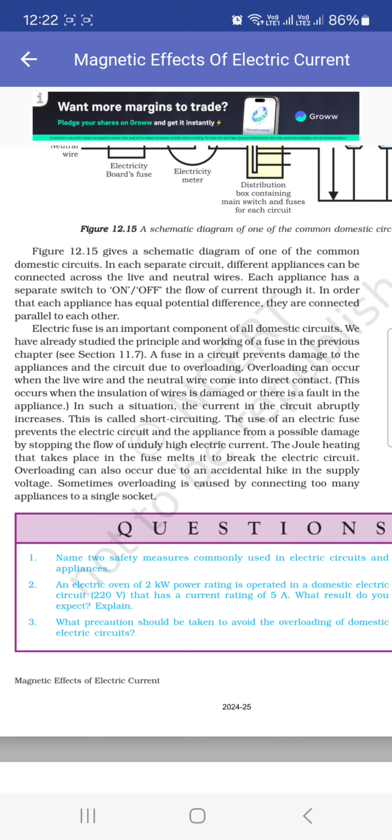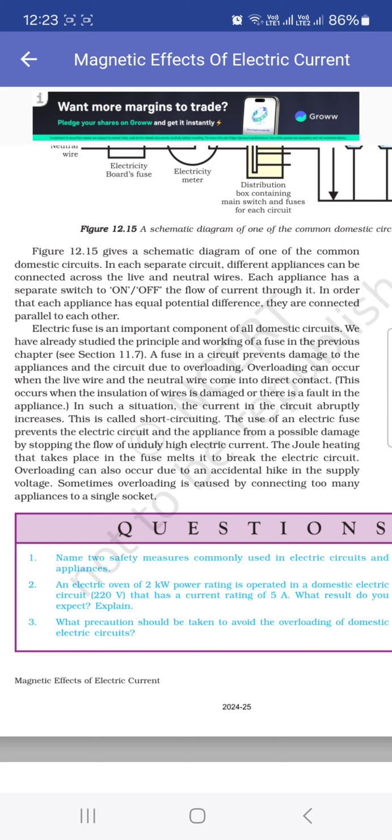A fuse is a safety device having a short length of a thin tin-plated copper wire having low melting point, which melts and breaks the circuit if the current exceeds a safe value.